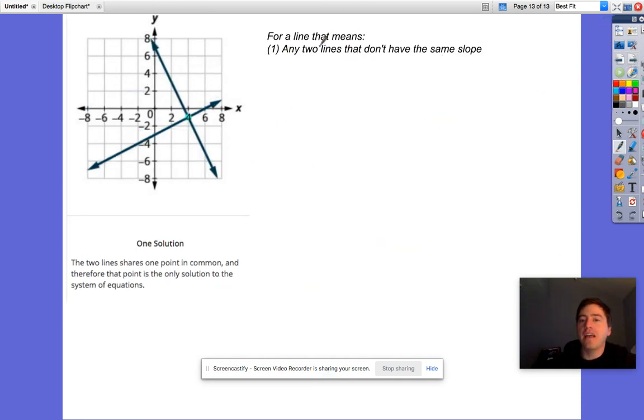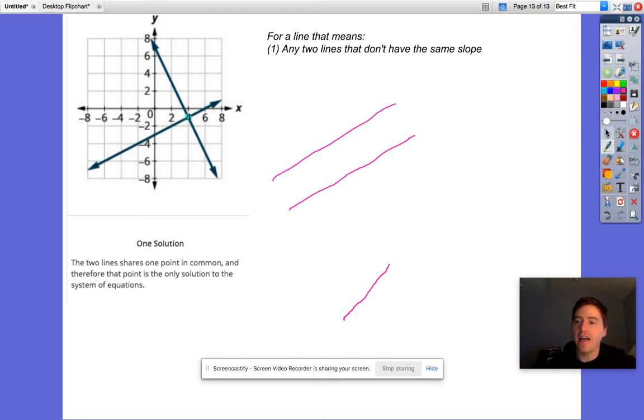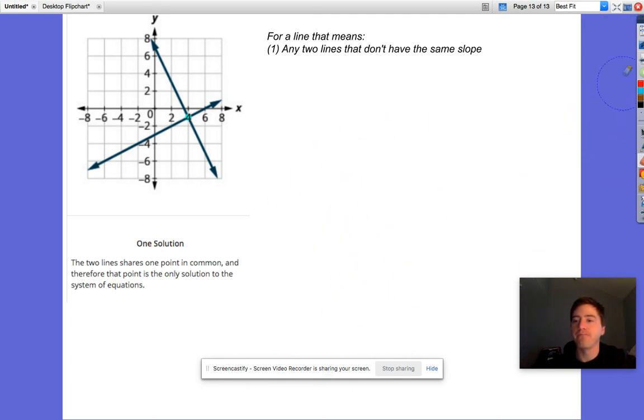And of course, it has one solution if the two lines don't have the same slope. That's the only thing that needs to happen. If they don't have the same slope, then they will cross. Because if they're not parallel, they will eventually cross. Even if it's just barely, we could go on, and it's going to cross somewhere if they're not parallel. So it will have one solution if the slopes are not the same.